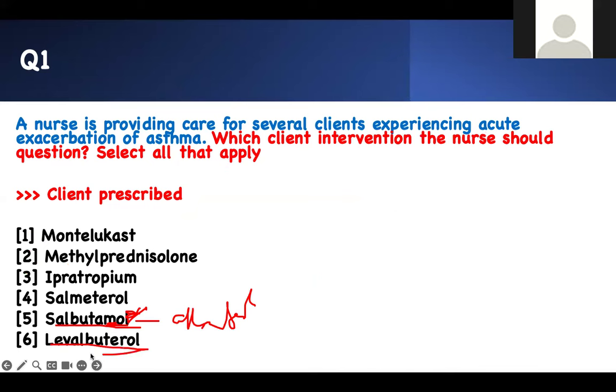Albuterol is also used in an acute attack. So which client intervention should the nurse question? Which one should you not use in an acute situation? I'll question Montelukast, right? I won't question the steroid. I won't question the anticholinergic. I will question Salmeterol. I won't question Salbutamol, which is albuterol. I will not question albuterol. Those are all used in an acute situation. Therefore, we're looking for the medication that cannot be used in an acute situation. That's when you will intervene. Okay, so that's the right answer.